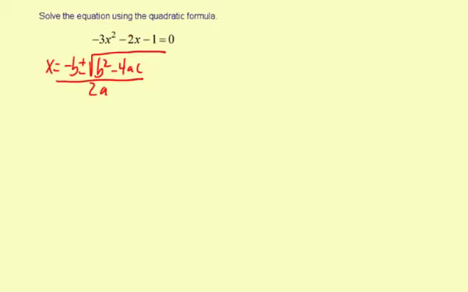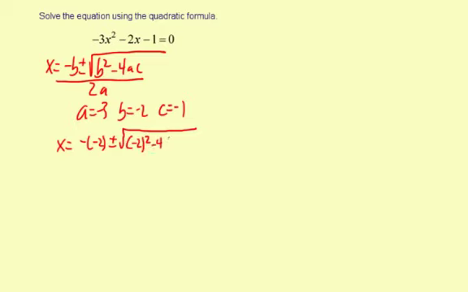simplify. For this quadratic equation up here, we have a equals negative 3, b equals negative 2, and c equals negative 1. So let's substitute. X equals negative b, so it's the negative of negative 2, plus or minus the square root of negative 2 squared, minus 4 times a, which is negative 3, and then times c, which is negative 1, all over 2a, so it's 2 times negative 3.